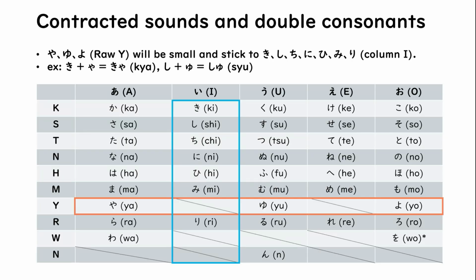For contracted sounds, small ya, yu, yo attach to characters from the I column, such as ki, shi, chi, ni, hi, mi, ri. For example, ki plus small ya becomes kya. Shi plus small yu becomes shu. These small characters make the sound shorter and smoother. Now let's practice. You can repeat after me.